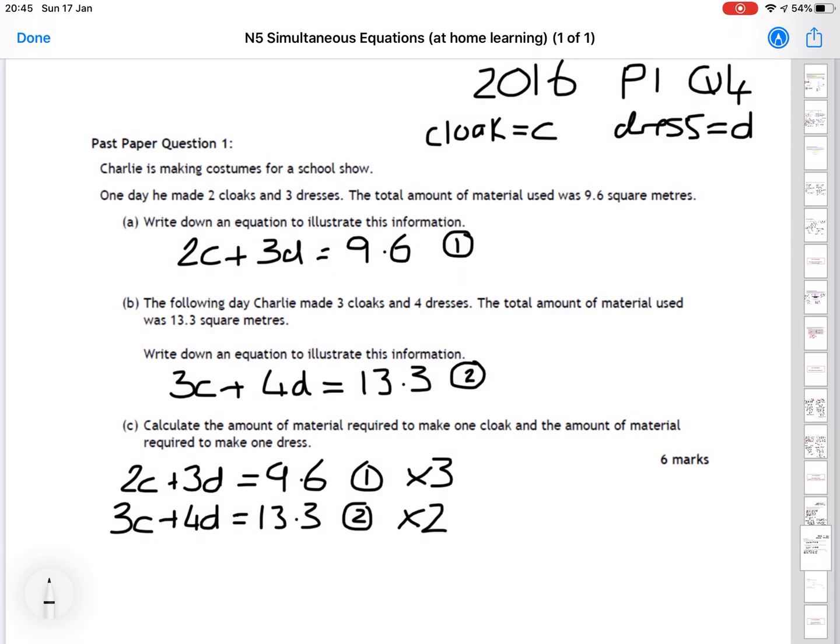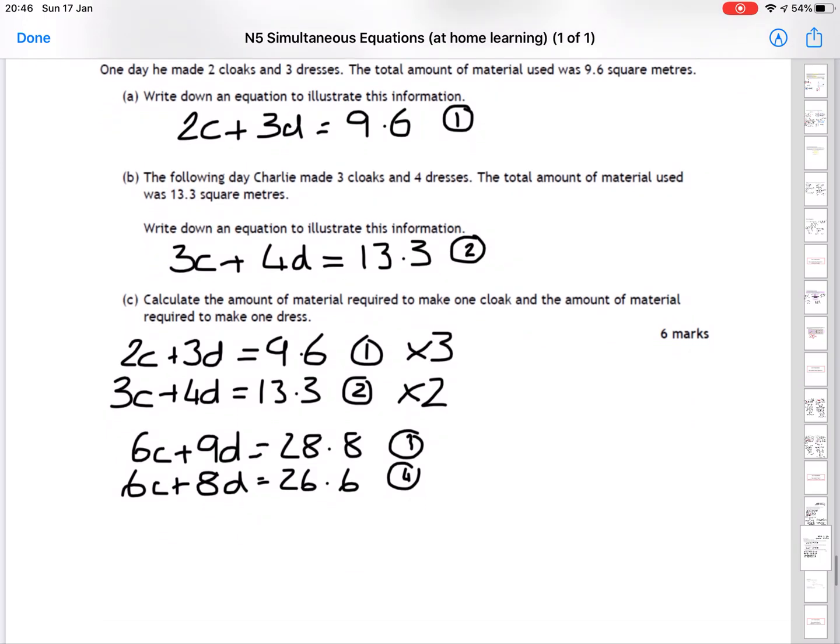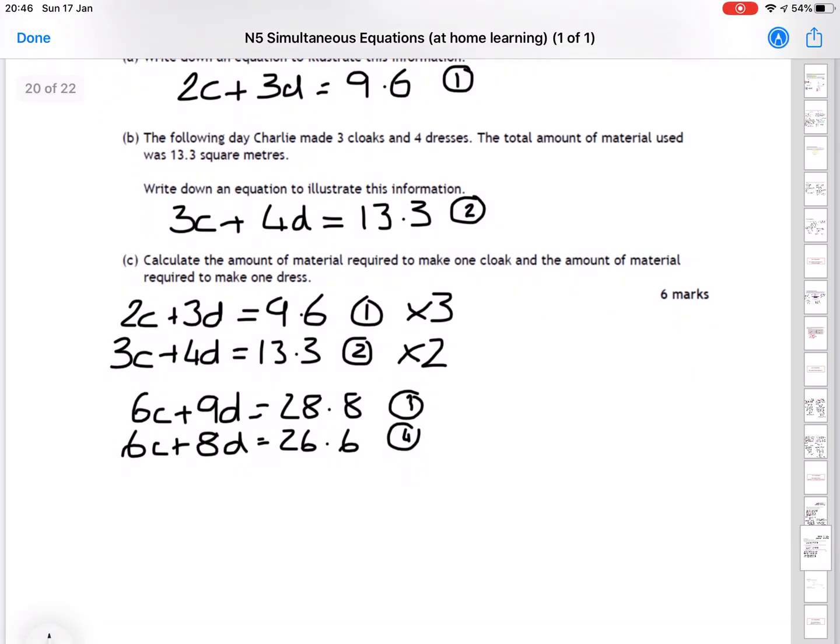So my top equation times 3, we're going to have 6C plus 9D, and that's going to be equal to 28.8. And then the bottom one times 2, we're going to have 6C plus 8D, and that's going to be equal to 26.6. So I'm going to number these now, number 3 and number 4. Okay, so now we have our equations with a matching term, the 6C in both. So that's the term I'm going to eliminate.